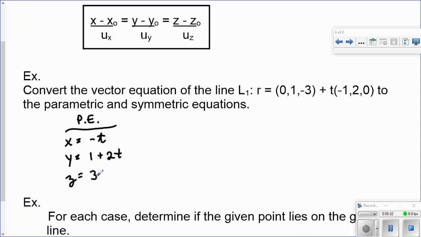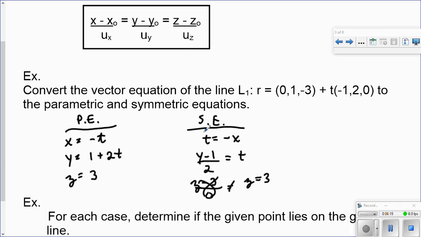Okay, it's just 3. Now my symmetric equation, remember what I do here. I rearrange for t and write them all equal to each other. So when x equals t, negative t, x equals negative t, t would equal negative x. When I have my y component, that would be y minus 1 divided by 2. Then I'd have z minus 3 divided by 0, and that's a no-no here. So I'm just going to have to write z equals 3.